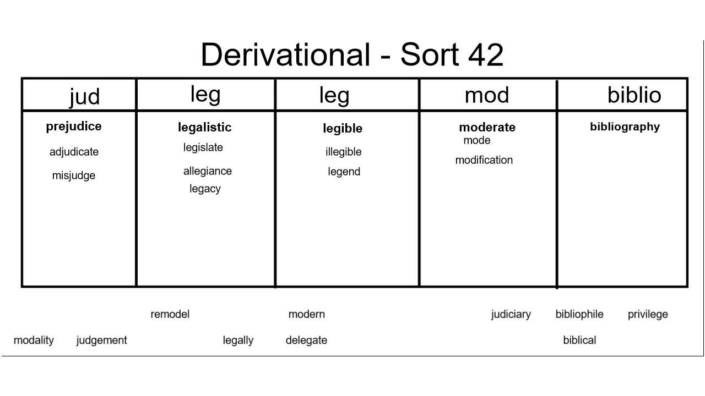A bibliography is a list of books or items that were used in order to complete something. You'll often find the bibliography in the back of a nonfiction text. A bibliophile can be described as a person who loves or collects books. Go ahead and sort the rest of your words this week. Remember, when you're sorting the first leg column, that is referring to being legal or of the law, while our second leg column refers to writing or being able to be read.